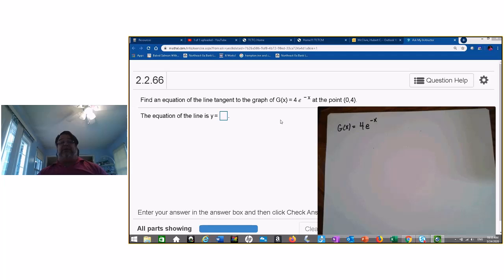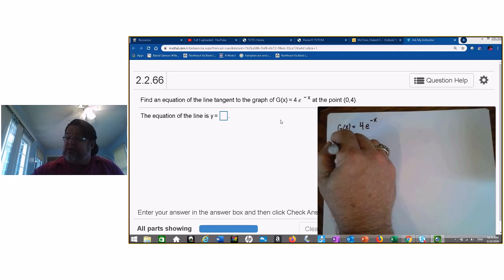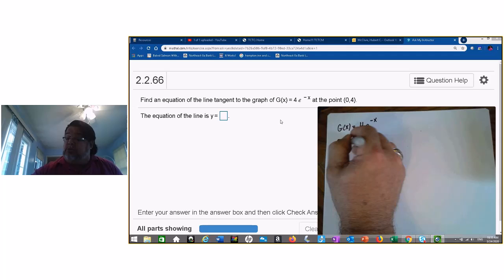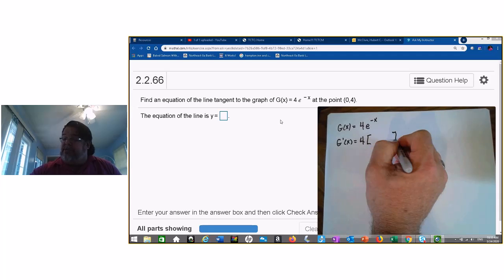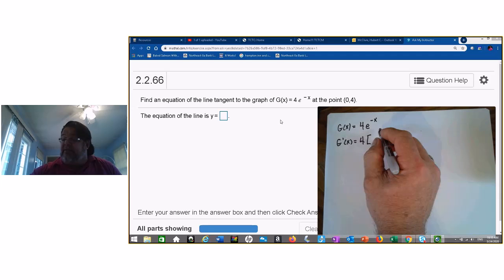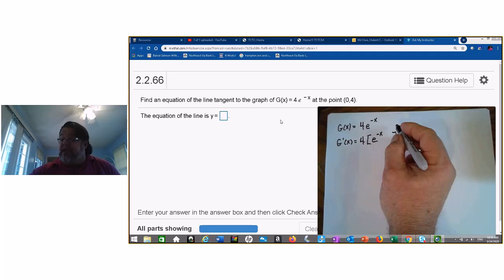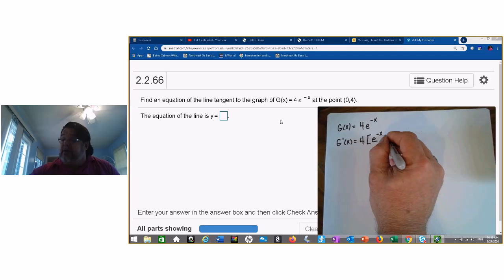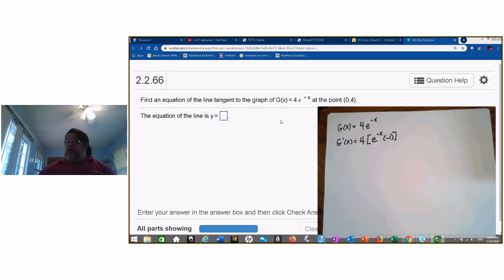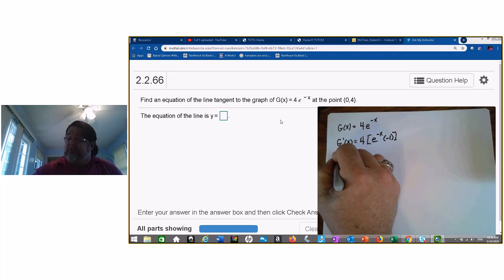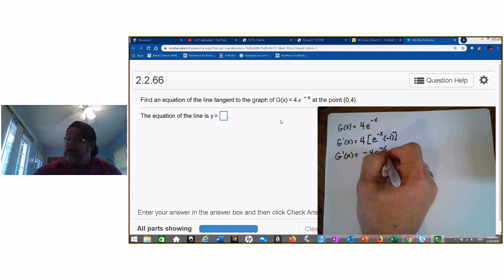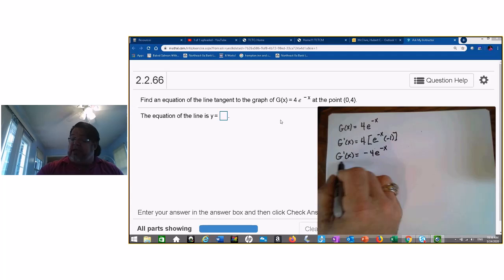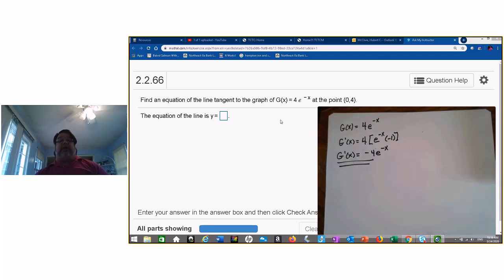So the first thing I've got to do is take the derivative of that. So g prime of x is equal to, pull that 4 out, and what is the derivative of e to the negative x? Well, it's e to the negative x, but what's the derivative of negative 1x? Negative 1. So g prime of x is equal to negative 4e to the negative x. So that's the equation for the slope of the tangent line.